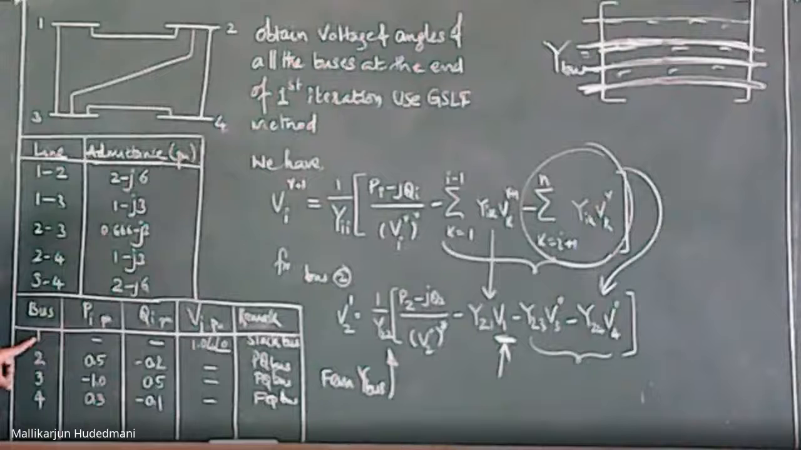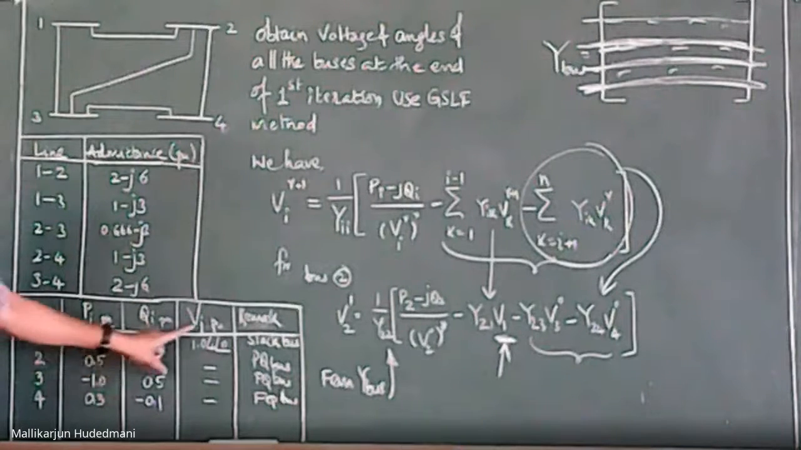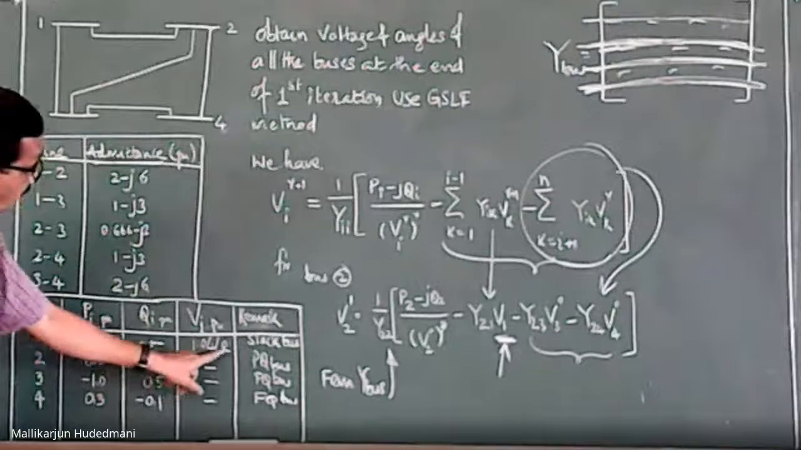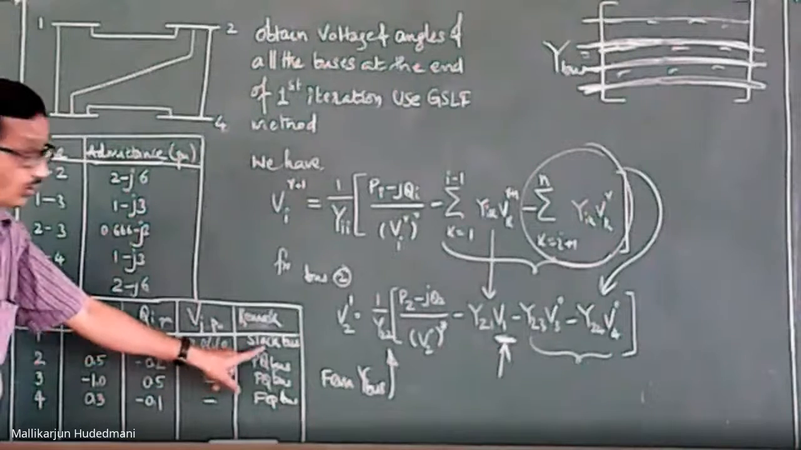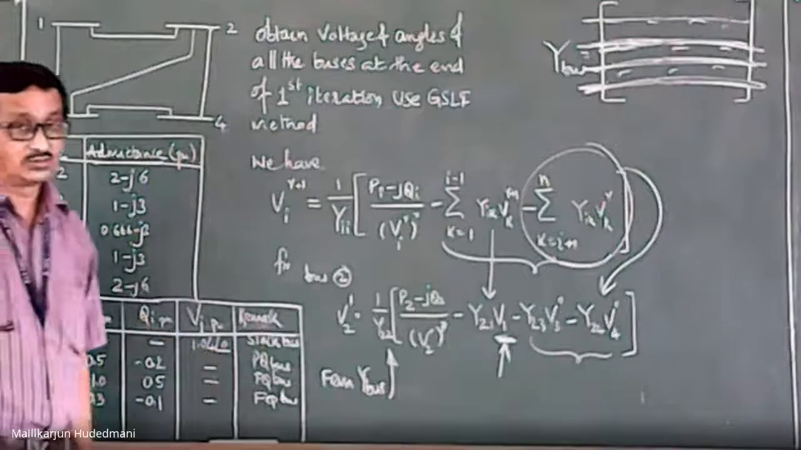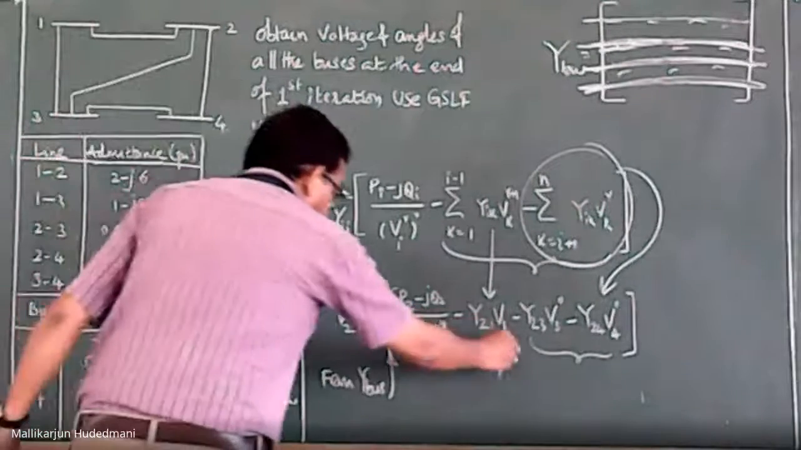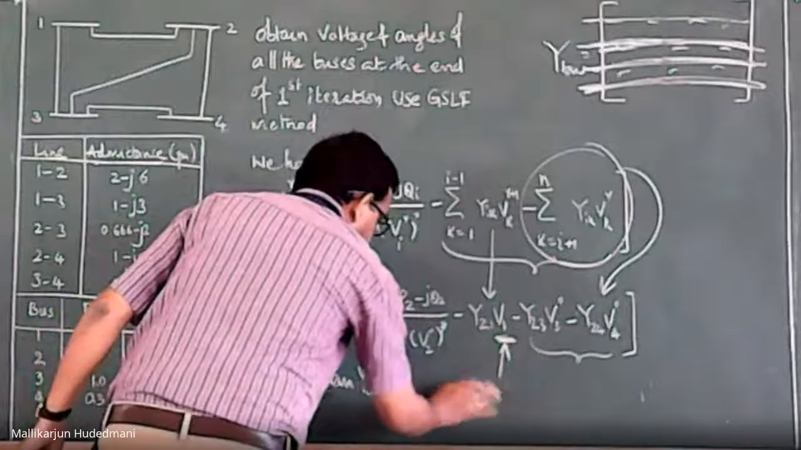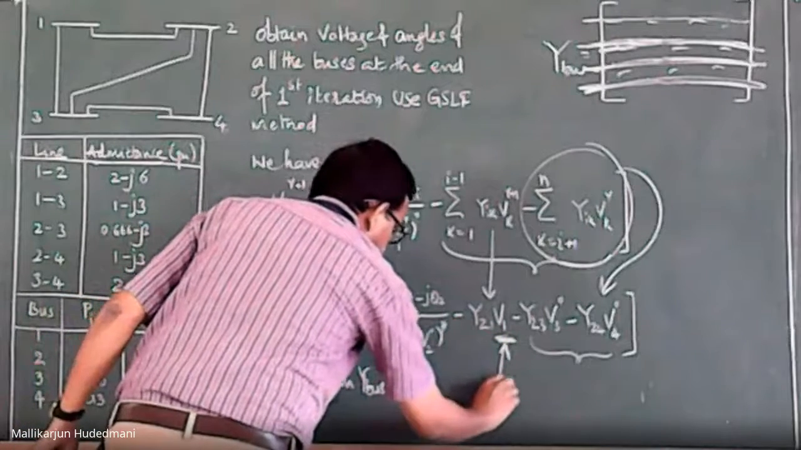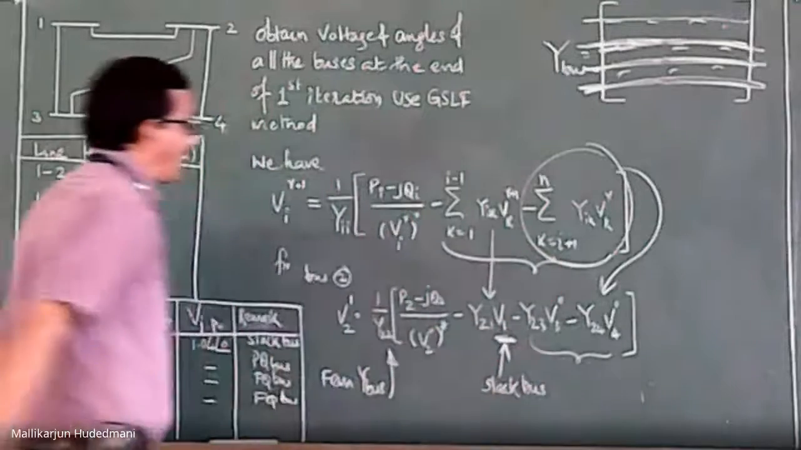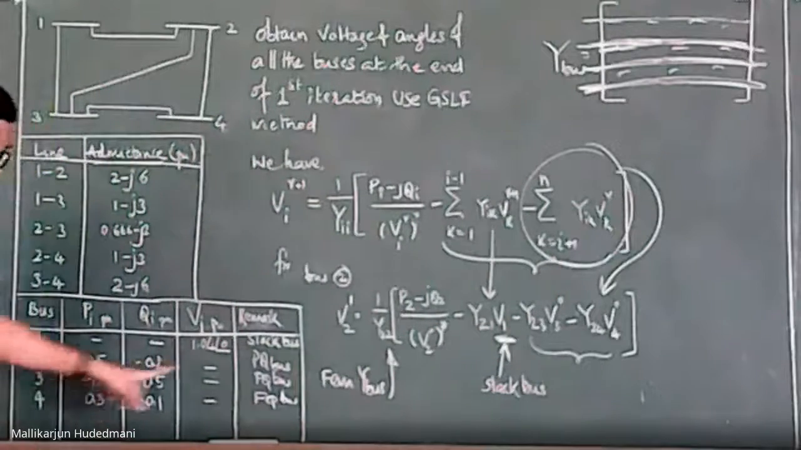Look at bus number 1. What is mentioned here? No power. Pi is not given, Qi is not given, but Vi is given. V1 is 1.04 angle 0, which is called the slack bus, reference bus. Therefore, V1 is given by default from the slack bus. Okay, slack bus, so this is given here.